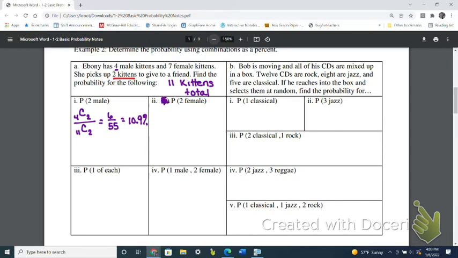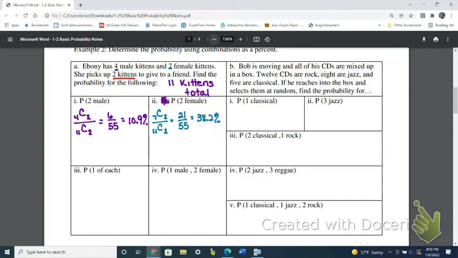For part 2 of this one, I want 2 female cats. So the female cats, she has 7 to choose from. So it's 7 choose 2 all over 11 choose 2. So that gets me 21 over 55, which is 38.2%.